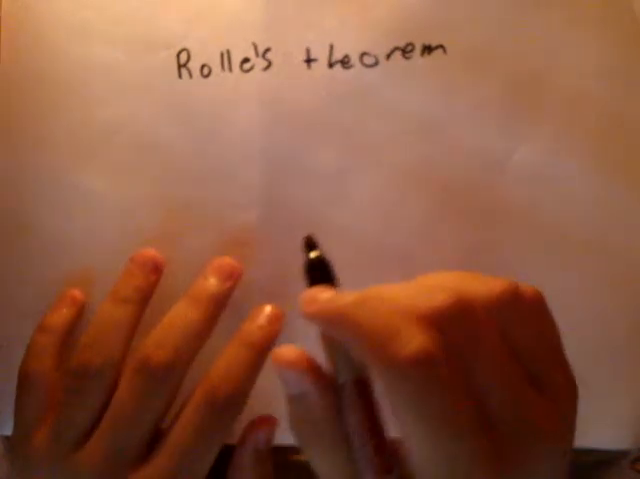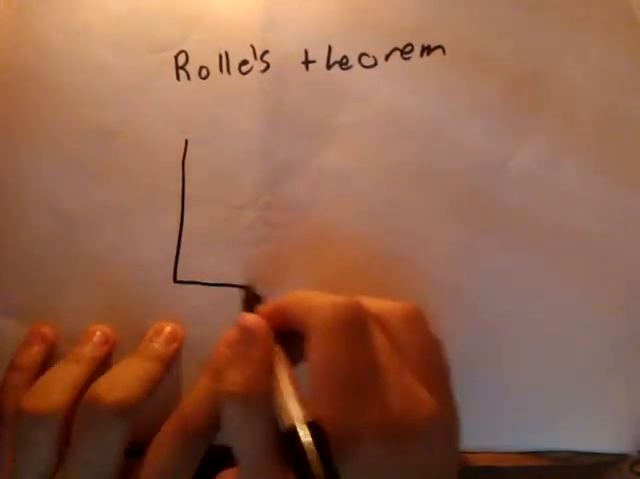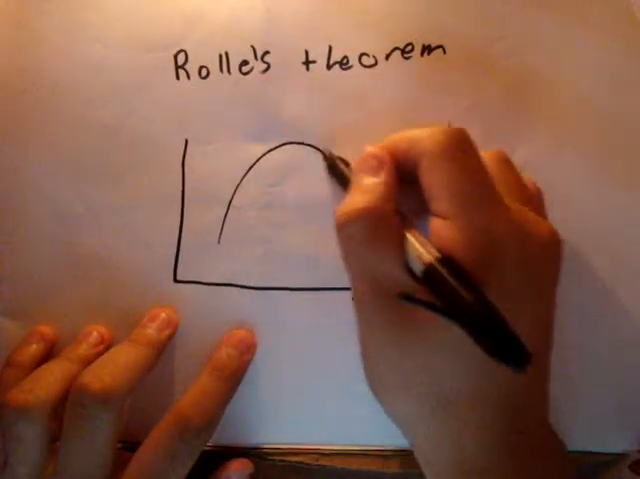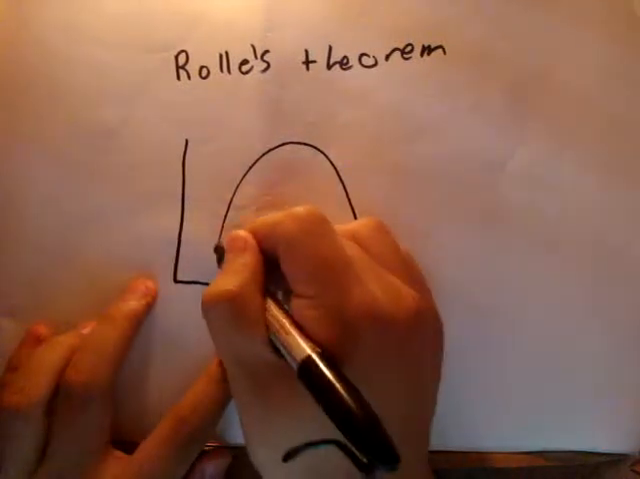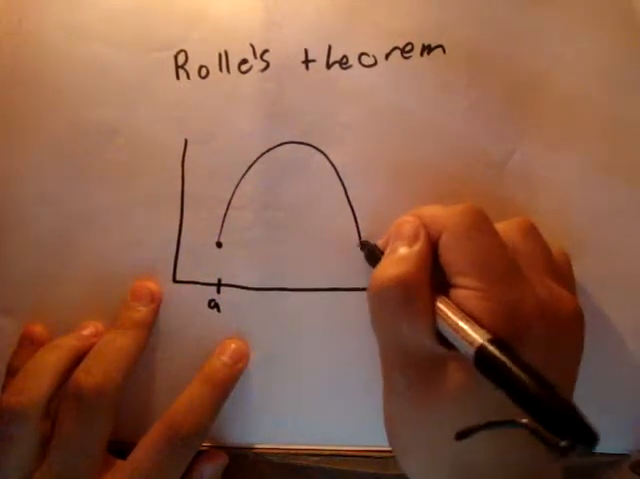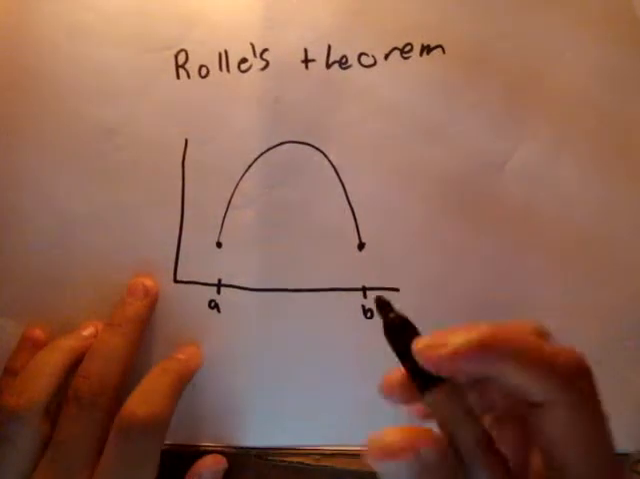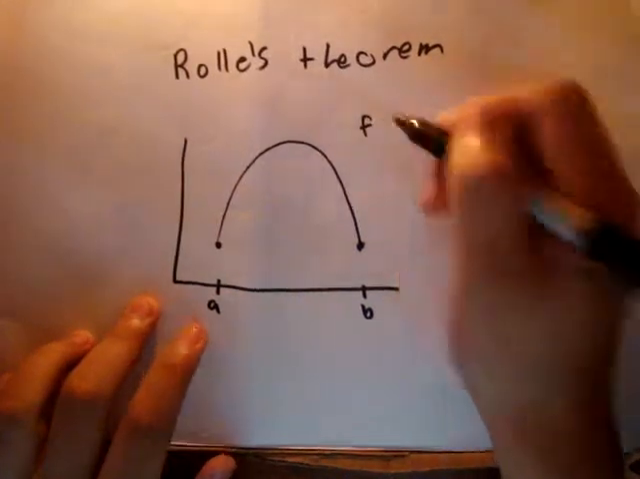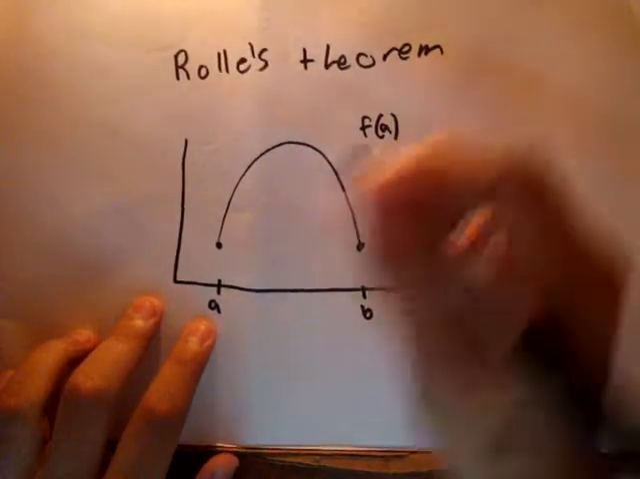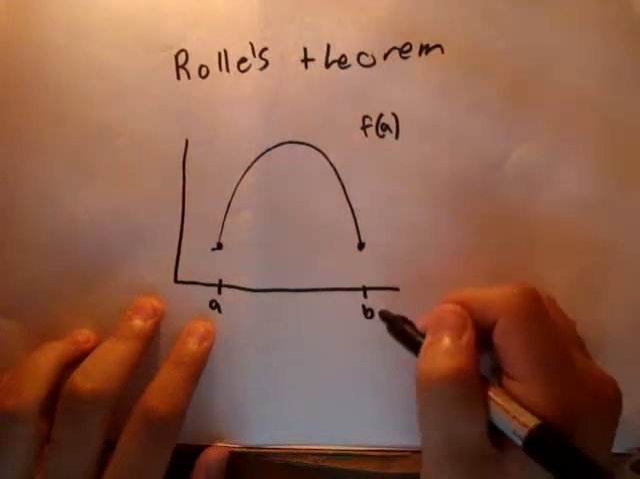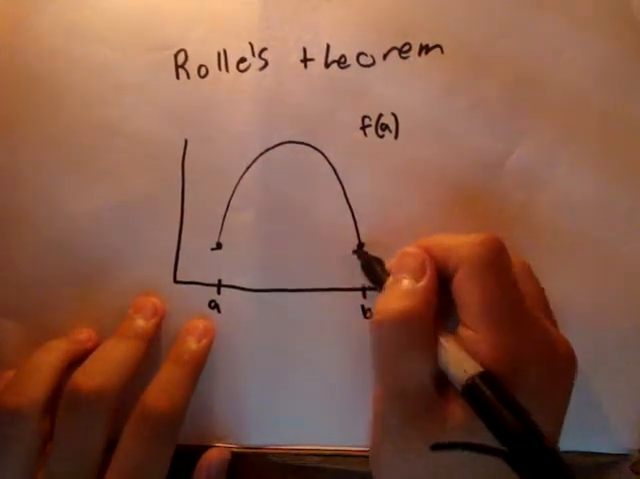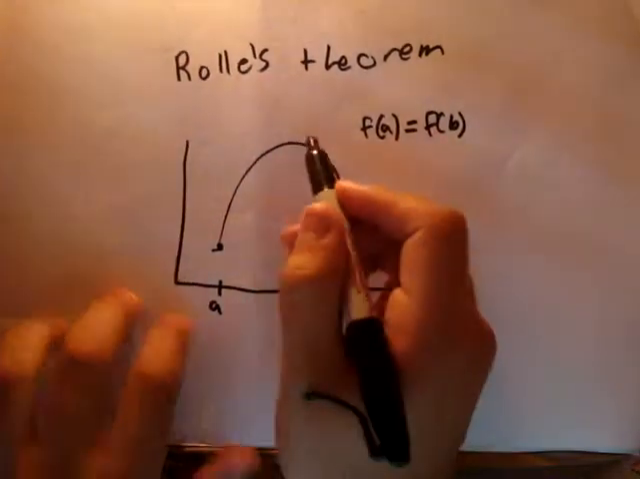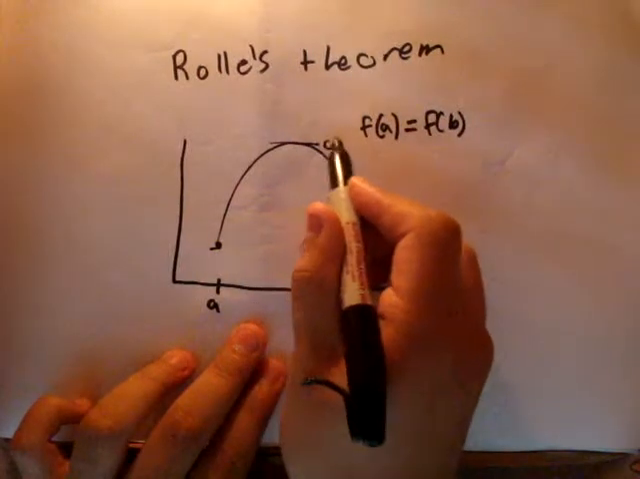Well, what Rolle's theorem actually states is that if we have some graph, I'm only going to draw the first quadrant, and let's say it looks like some type of parabola. This we're going to call point A, and this we're going to call point B. It pretty much states that if the function, we're going to call it f, at A has some value up here, and the function at B has the same value, then we can conclude that at some point the slope is going to be 0.